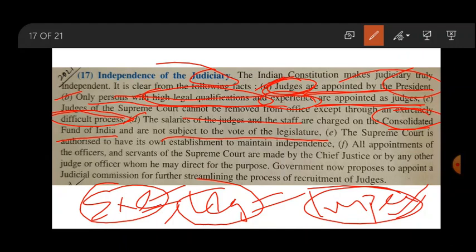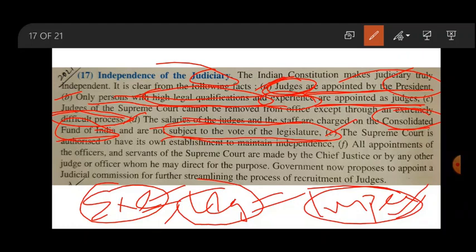So this Consolidated Fund of India is a very important part of the government, the financial part of our country. These are not subjected to the vote of the legislature. This is what makes it very secure. So consolidated funds are not subjected to the vote of the legislature. That means the legislature cannot manipulate the salaries of the judges.